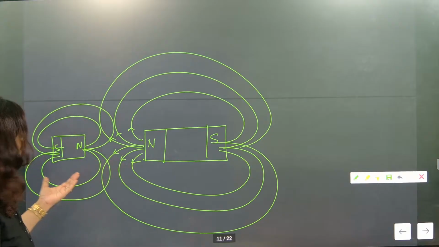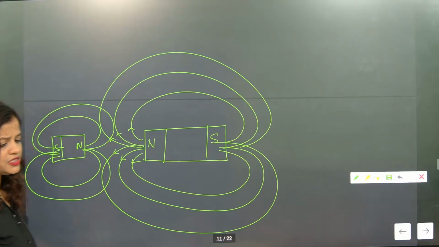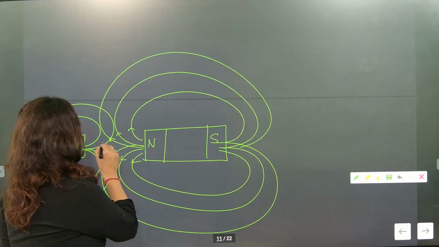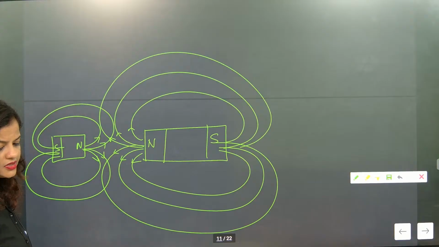Okay, what is the problem with these magnetic field lines? Why can't they intersect each other? Come on, say, what is the problem with it? Why can't they intersect with each other? What is the big problem here? Why can't they intersect with each other?